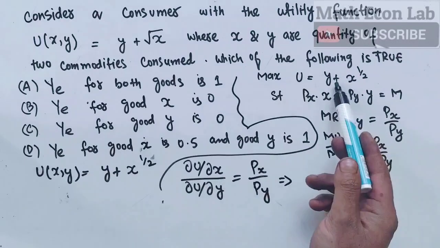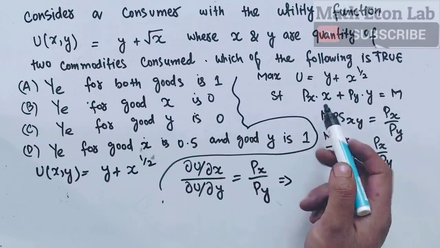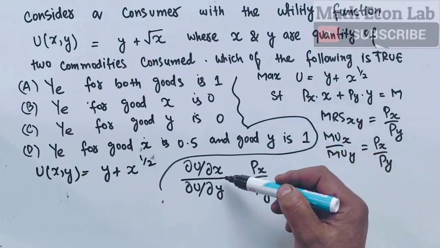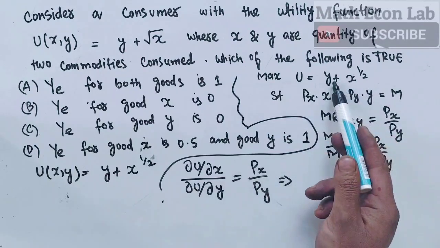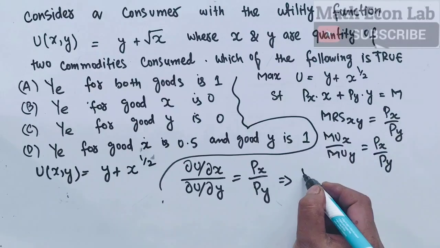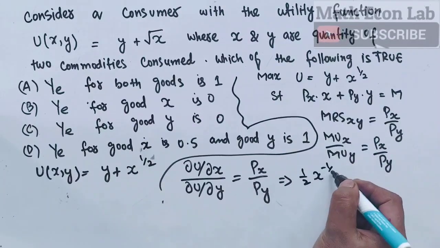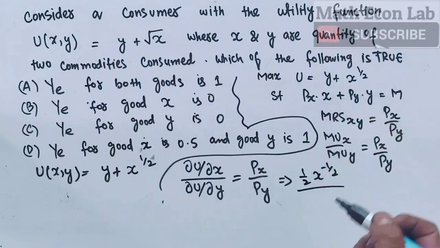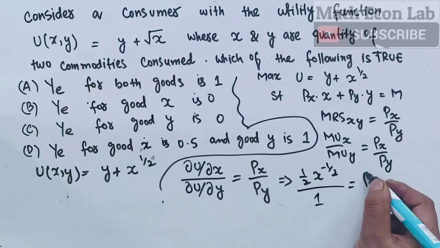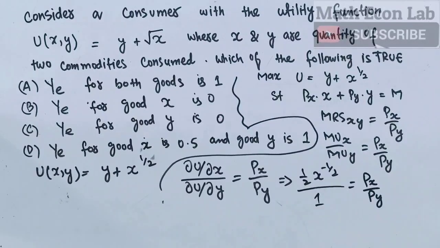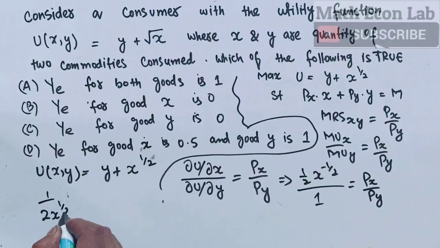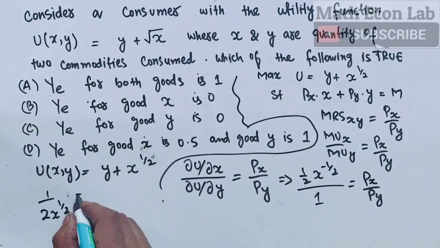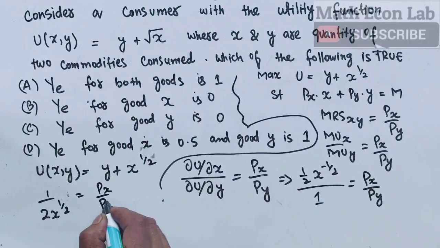Now derivative of this function with respect to x gives us, that is the derivative of y will be 0 because we are taking partial with respect to x, so it is 0. So we get here 1 upon 2 x raised power minus 1 upon 2, the derivative of x raised power 1 upon 2 here. Okay, divided by derivative of y is 1, should be equal to px upon py. Okay, so we got here 1 divided by twice x raised power 1 upon 2. If I transpose it to the denominator, which is equal to px upon py.